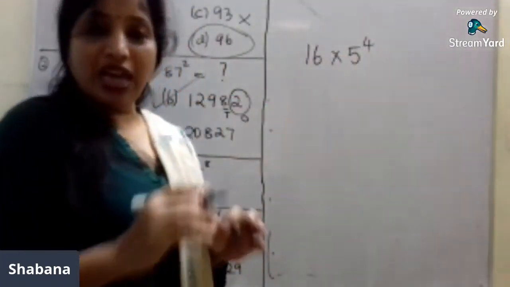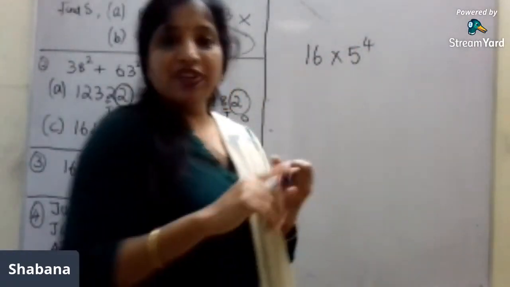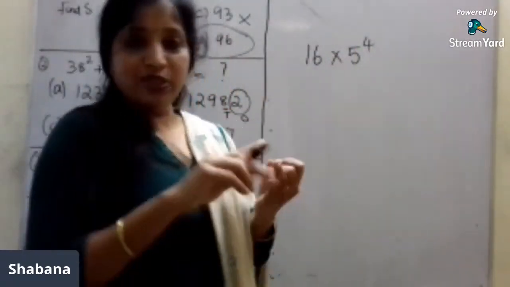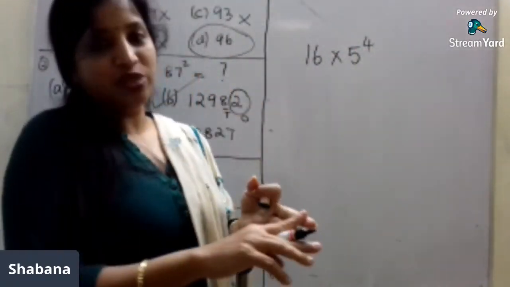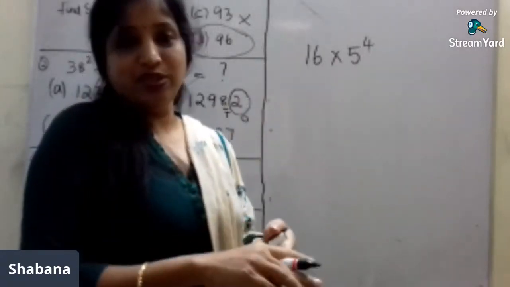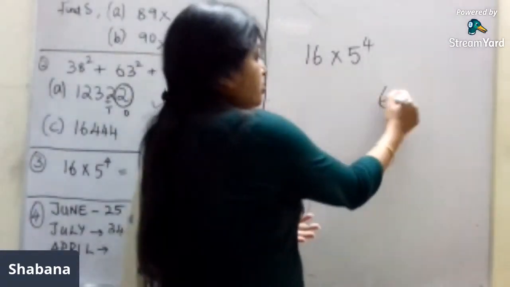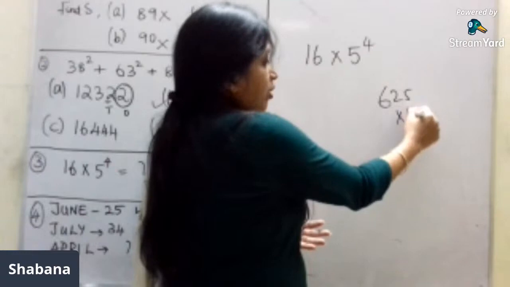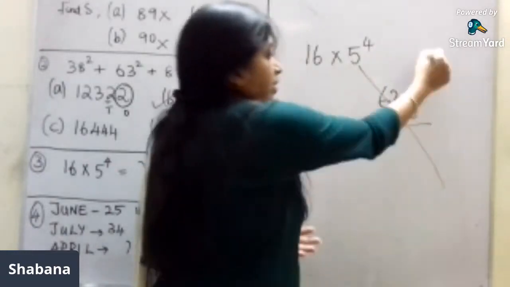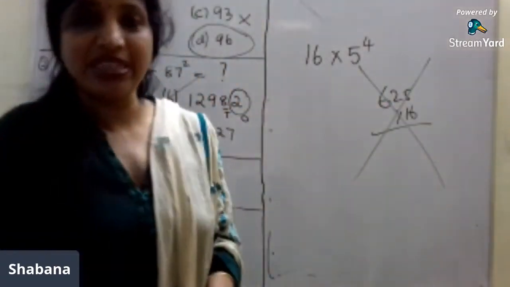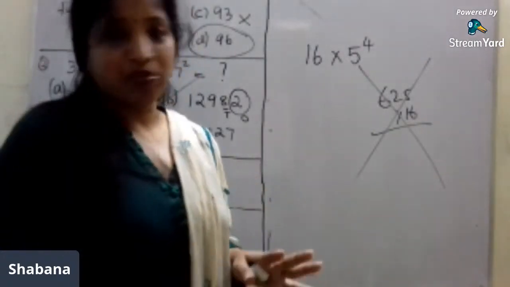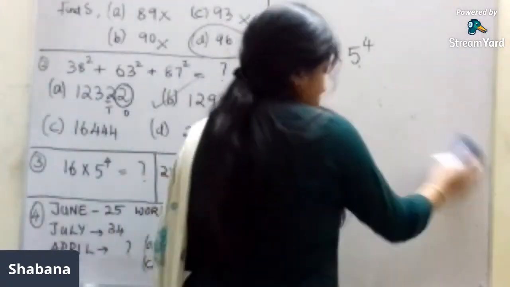See, if you are calculating like this, 5 square, 5 power 4, 5 into 5, 25. 25 into 5 is 125. Again, 125 into 5 is 625. So 625 into 16, if you wanted to find out, I am very sorry to say that you are wasting a lot of time. Okay, so we are not going to solve by this.